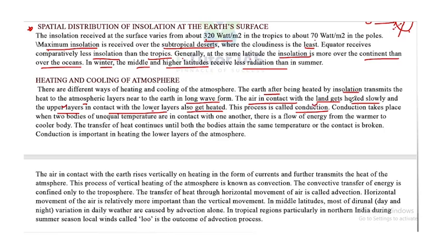So what is conduction? That is the heating of upper layers in contact with the lower layer. Conduction takes place when two bodies of unequal temperature are in contact with one another. There is a flow of energy from the warmer to the cooler body. The transfer of heat continues until both the bodies attain the same temperature or the contact is broken. Conduction is important in heating the lower layers of the atmosphere.